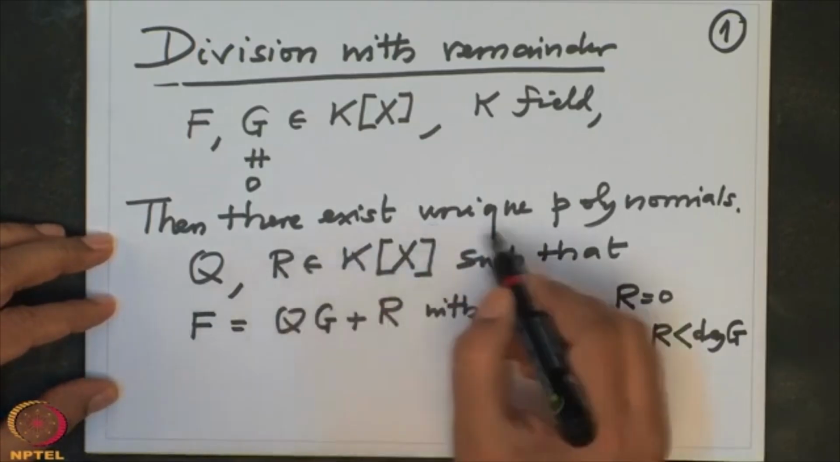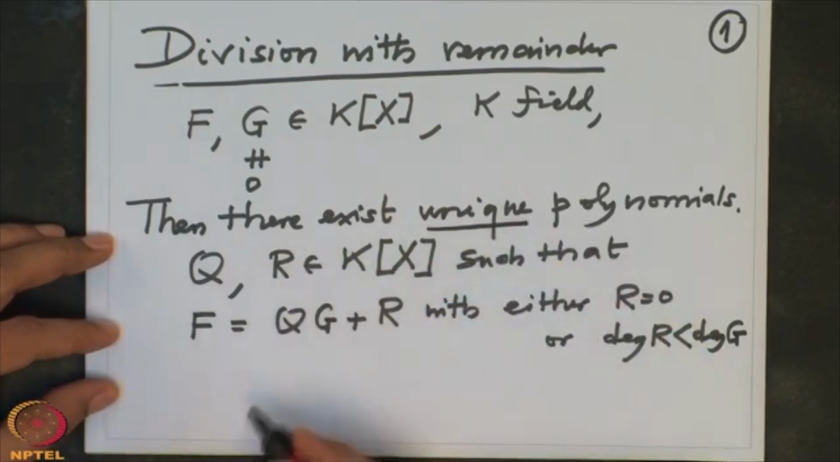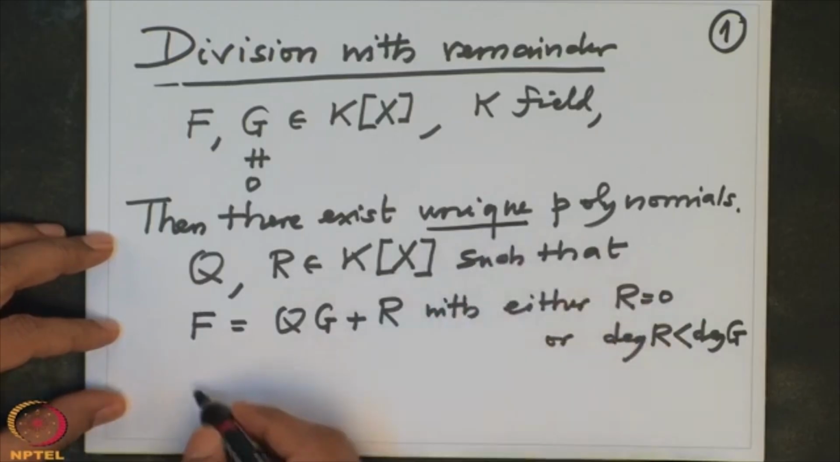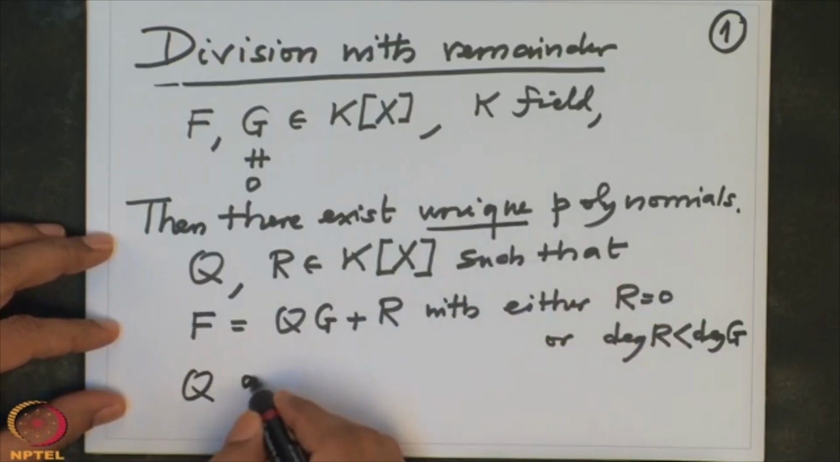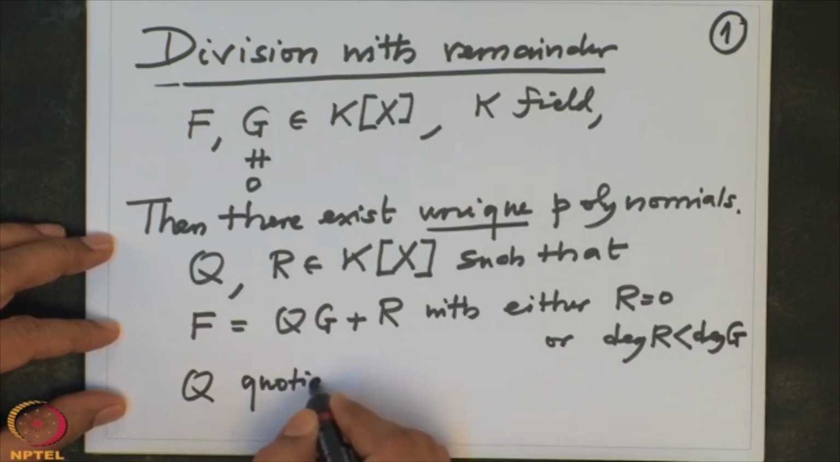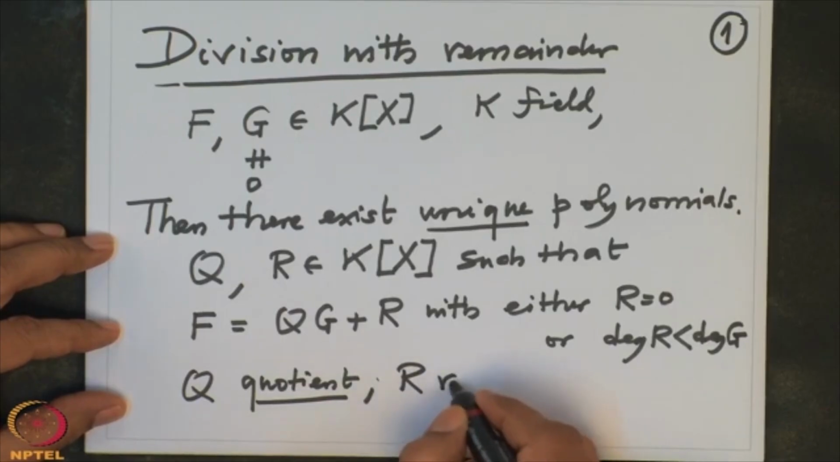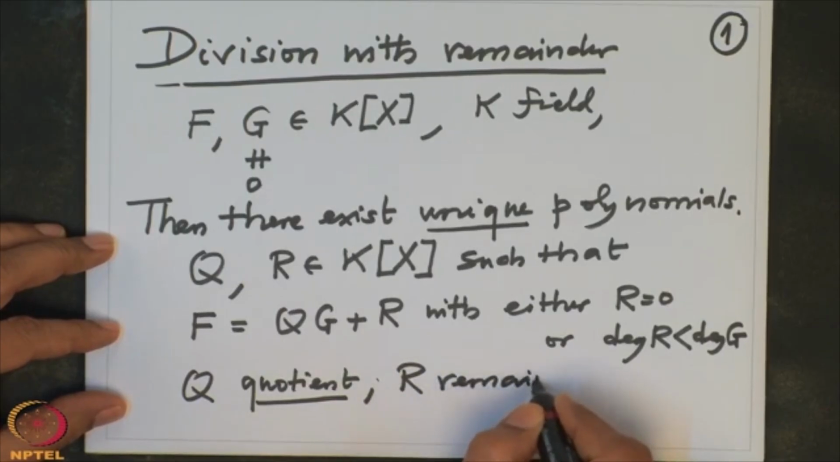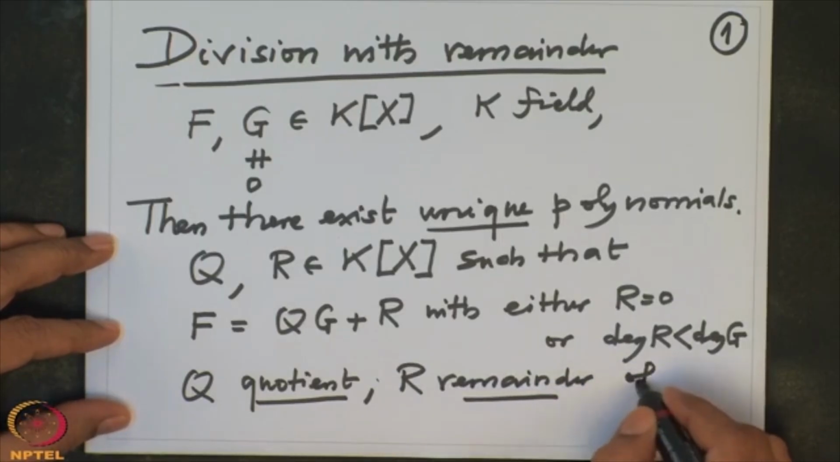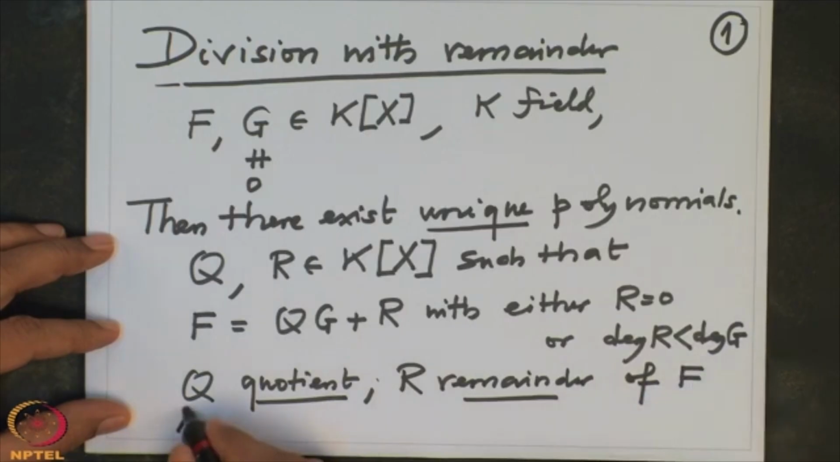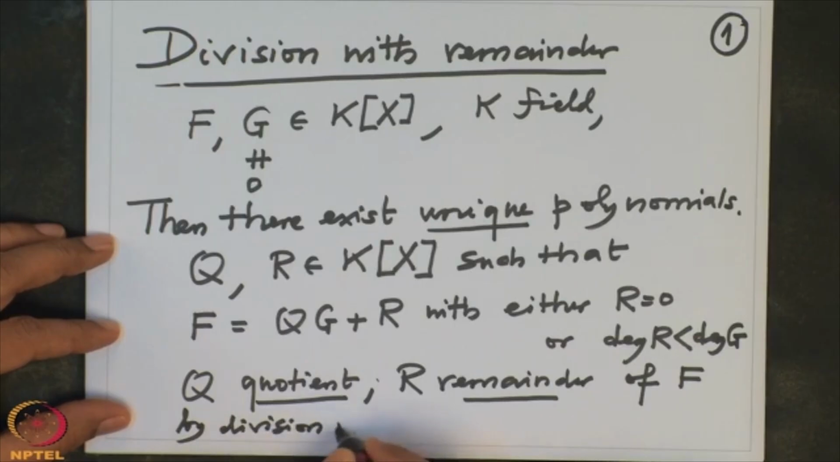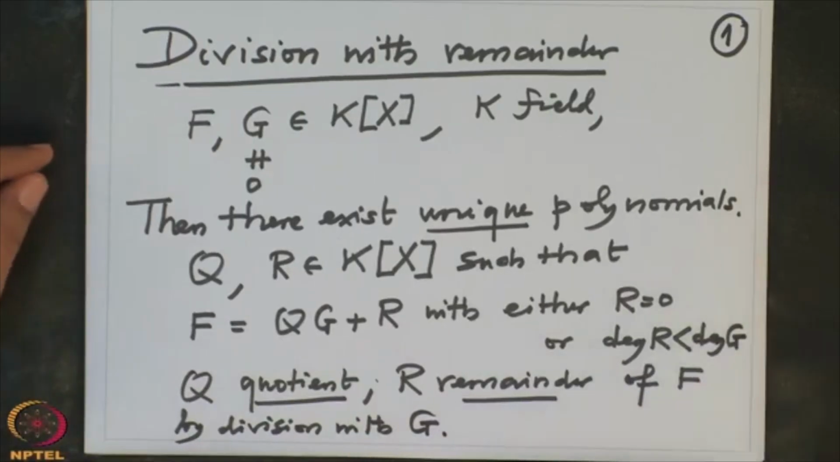And once we prove this, because of the uniqueness, Q is called the quotient and R is called the remainder of f by division with g. We will prove this statement.